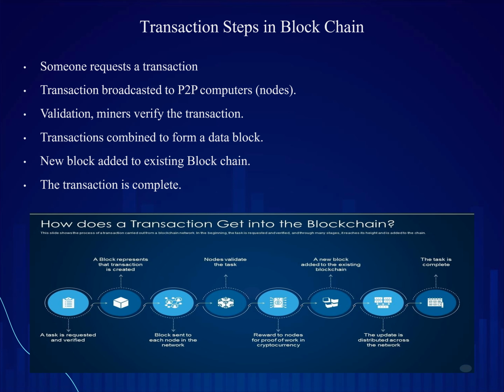Validation: miners verify the transaction. Any miner who has completed the proof of work is permitted to propose a new block that will be added or attached to the chain by referring to the last block. The new block is then broadcast to the network, and if other network participants agree it's a valid block, the new block is added to the existing blocks, and finally, after the verification, the transaction is complete.